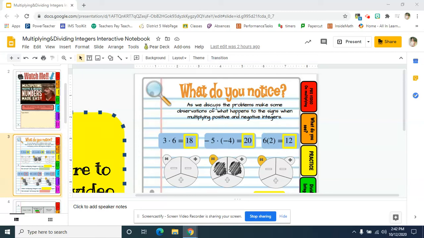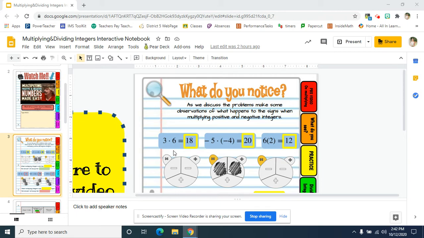Okay, guys. So what do you notice? As we discuss the problems, make some observations of what happens to the signs when multiplying positive and negative integers. So if I multiply positive 3 times positive 6, I get positive 18. If I multiply negative 5 times negative 4, that equals a positive 20. And then again, if I multiply positive 6 times positive 2, that gets positive 12, okay?